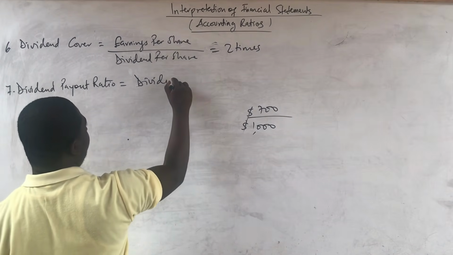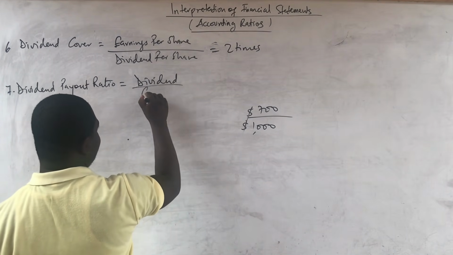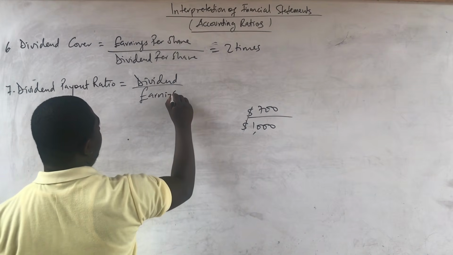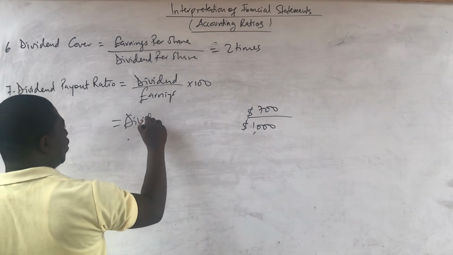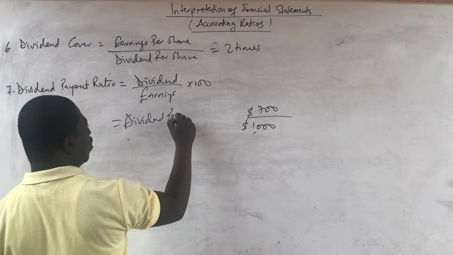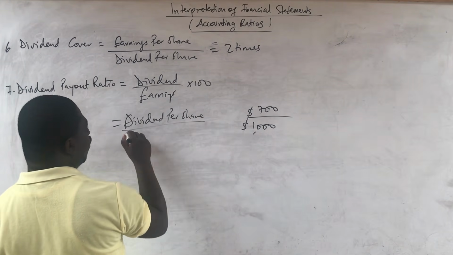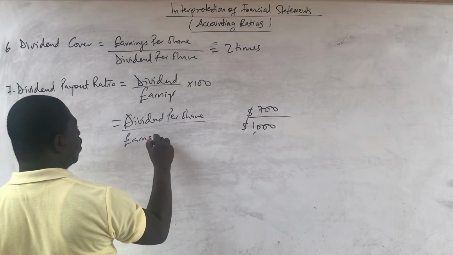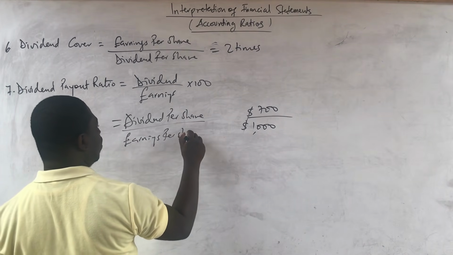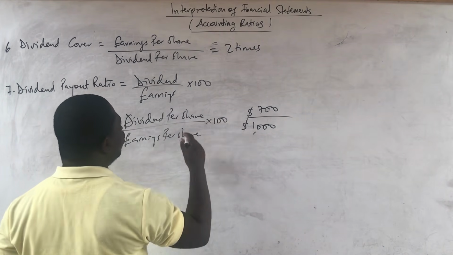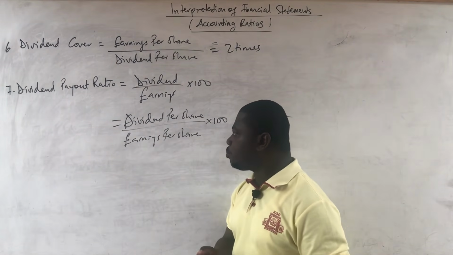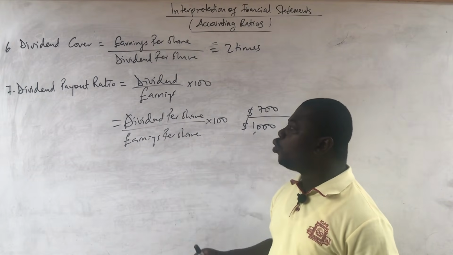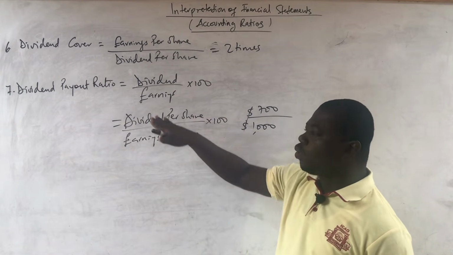dividend itself over earnings times 100. Or you can say dividend per share over earnings per share times 100. So whichever way that you want to go, it depends on the information that you have at your disposal. So the dividend payout ratio is about the ratio of dividends to earnings.